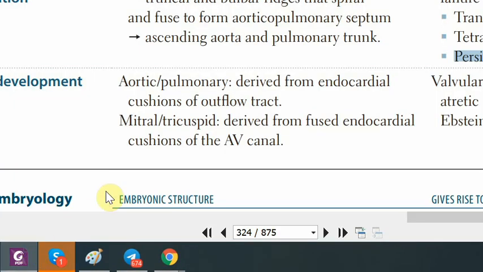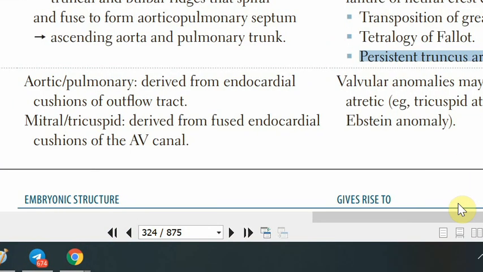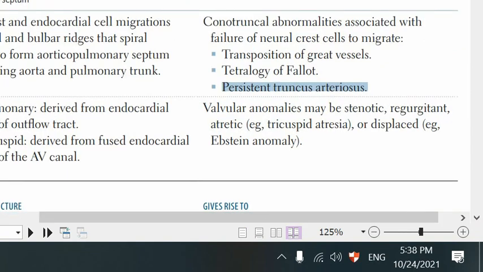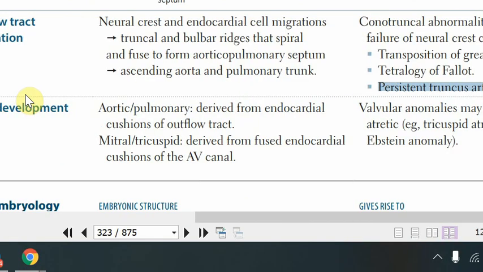The last topic we are going to explain for today will be valve development. So remember what I told you about valve development. I told you, if you get confused, don't think a lot. It comes from the endocardial cushion. So the aortic and the pulmonary valves come from the endocardial cushion. The same with the mitral and the tricuspid. So to make it simple for you, all heart valves come from the endocardial cushion.